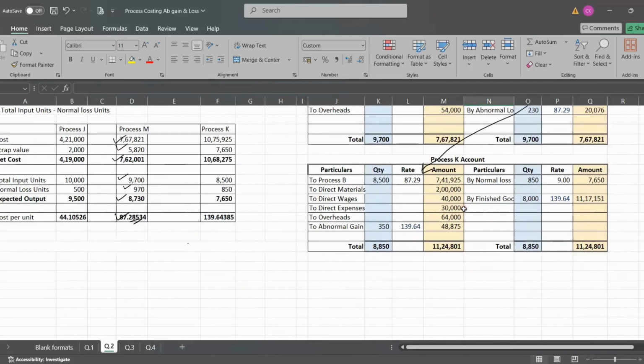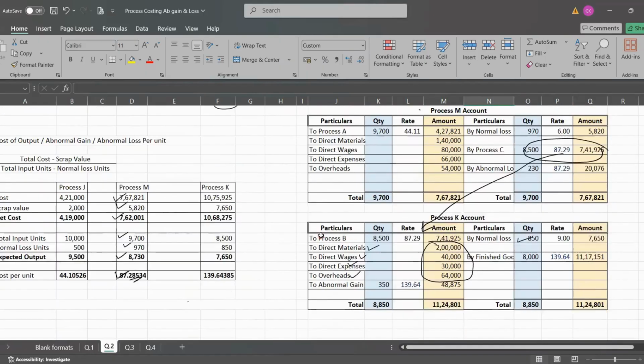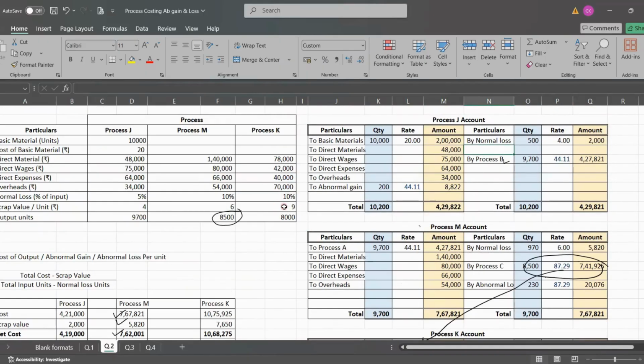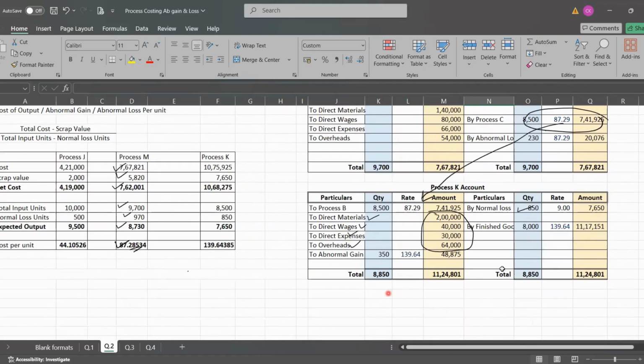Next, as per the question, you have to write each and everything here regarding cost of direct material, direct wages, direct expenses, overheads, everything. The normal loss given here again is 10%. You can confirm from the question. Normal loss given is 10% with scrap value 9 and output is 8,000 units. Normal loss is 10% of 8,500, so normal loss comes to 850 units. Cost per unit is 9, amount comes to 7,650. And output is 8,000 units as given in the question.